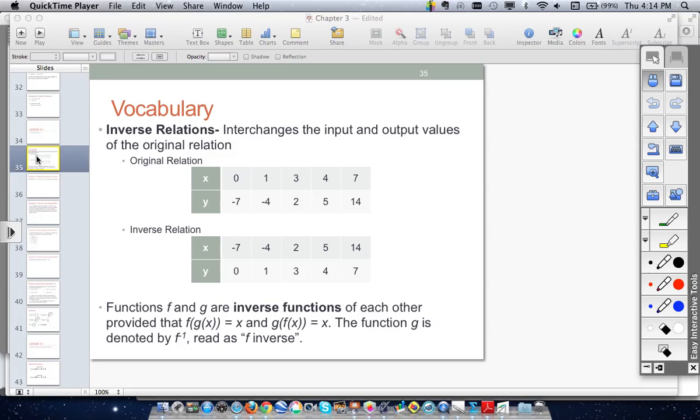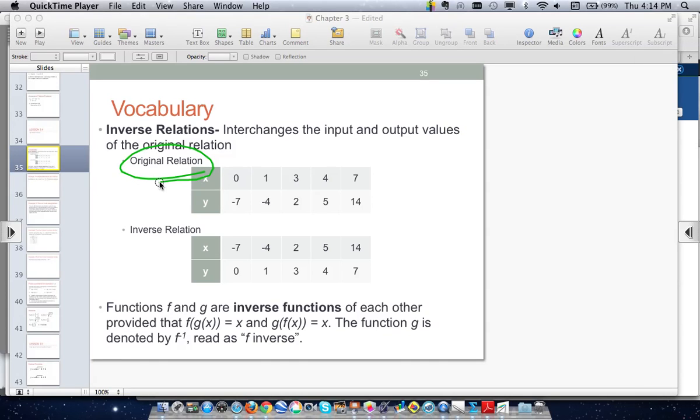So if you look at the original function, so we have the original relation here. You have x is equal to 0, y is equal to -7, x is equal to 1, y is equal to -4, and so on and so forth. Well, in an inverse relation, we're flip-flopping the x and the y. So whatever coordinate x was is now the y coordinate, and whatever coordinate y was is now the x coordinate.